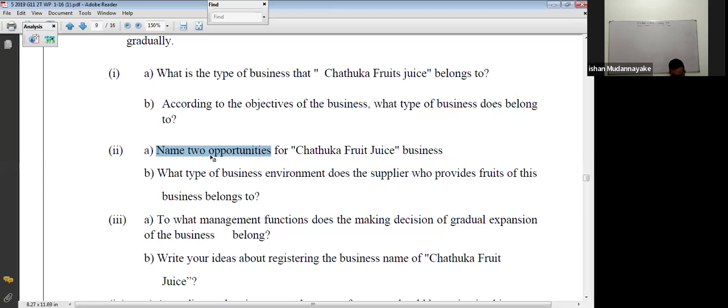Problem number two, A. Name two opportunities for Chatuka Fruit Juice. Opportunities come from the external environment. Strengths and weaknesses are from the internal environment, but opportunities and threats are from the external environment. What's the answer for problem 2A? Name two opportunities for Chatuka Fruit Juice. Ishindu, what's the answer? Two opportunities, from the external environment. Give me one answer. Yes, tell me.